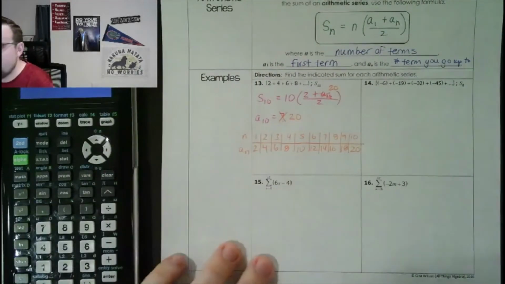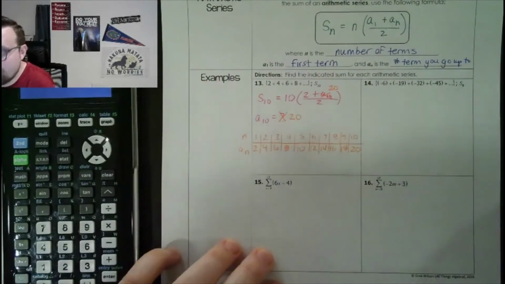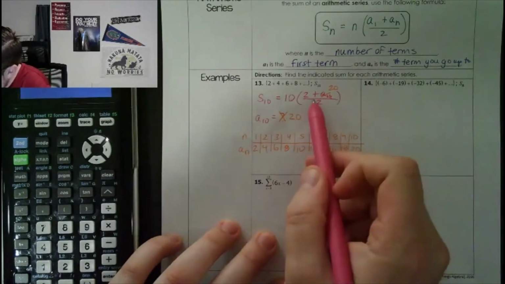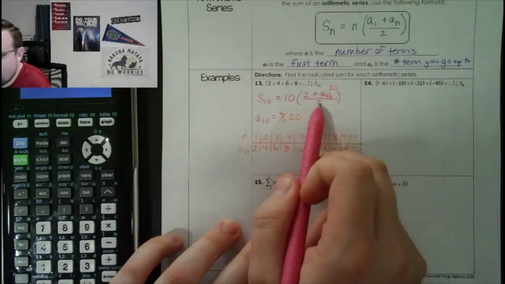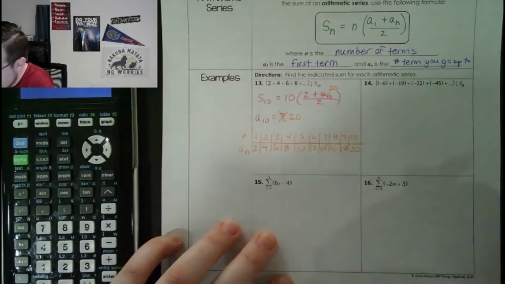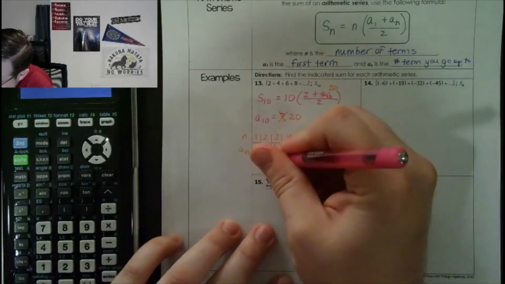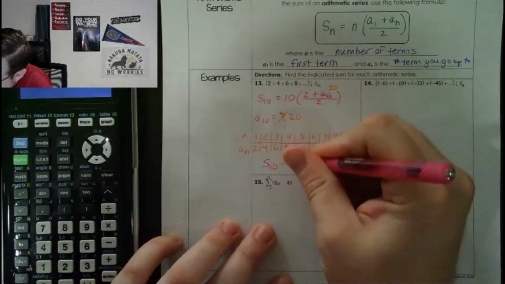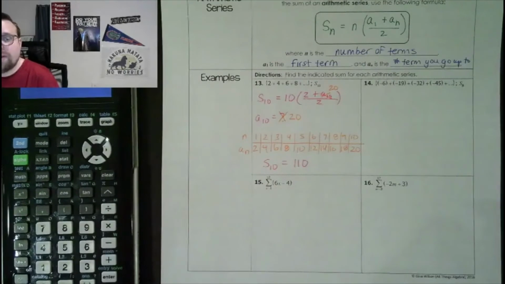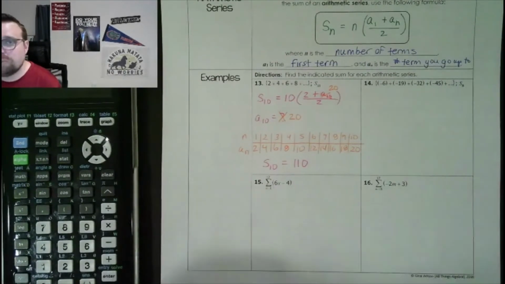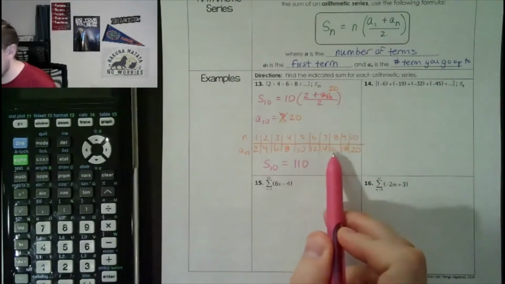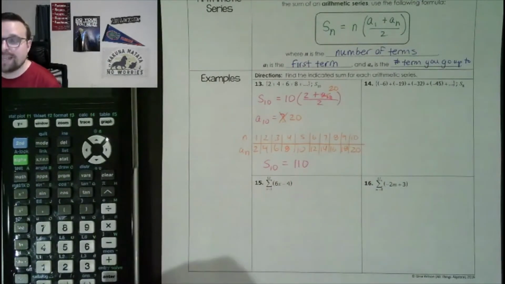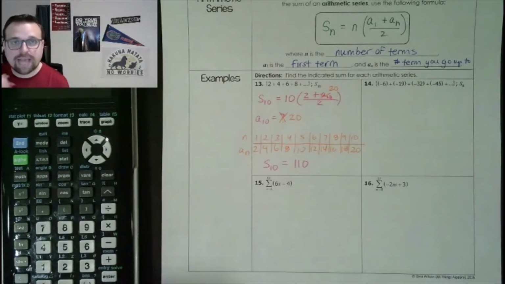Now that you know that, you can solve this formula. So let's do this math. 2 plus 20 is 22, divided by 2 is 11. 11 times 10 is 110. So the summation is 110. When you add up all the terms, 2 plus 4 plus 6 plus 8 plus 10 plus 12 plus 14 plus 16 plus 18 plus 20, you're going to get 110. And if you don't believe me, add it up on your calculator.